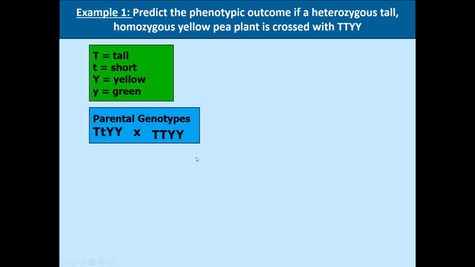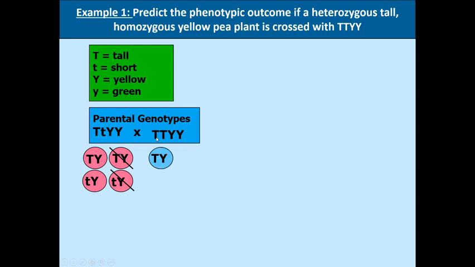The next step is to find the gametes. So the first gamete for the first parent is going to be big T, big Y. The outer ones, big T, big Y. The inner two, little t, big Y, and the last two, little t, big Y. We're going to cross out two of them because they are repeats. We don't need to write the same gamete twice in one Punnett square.